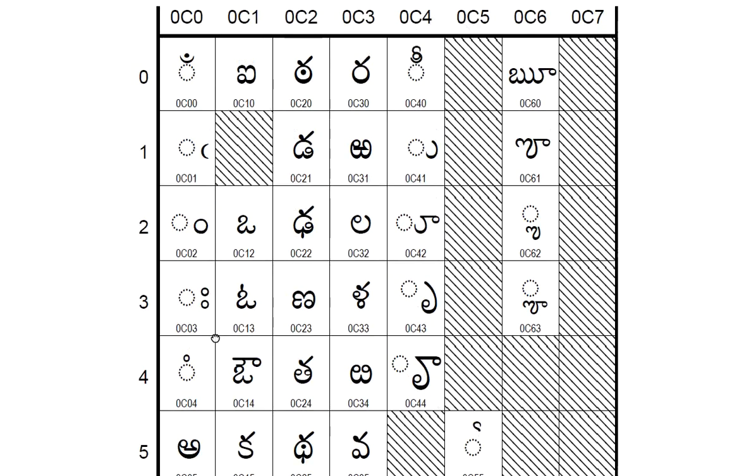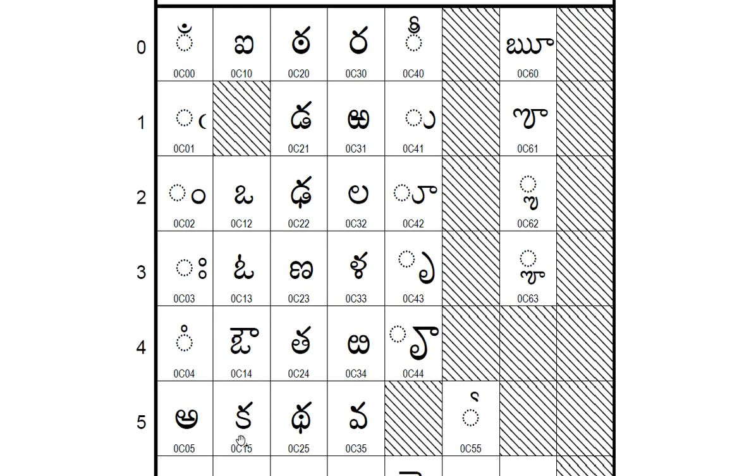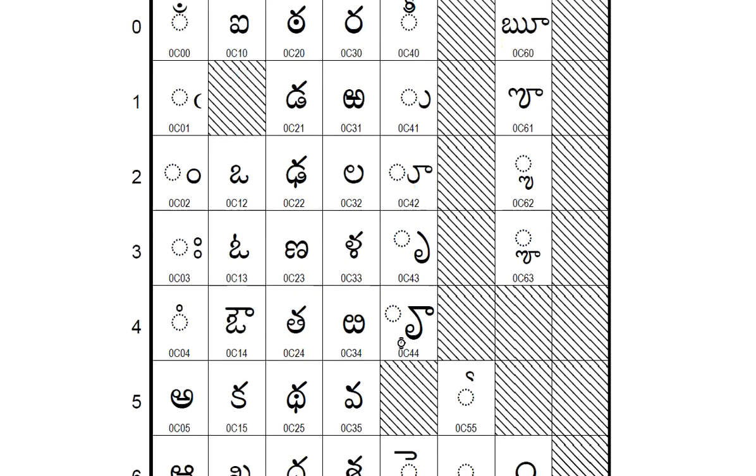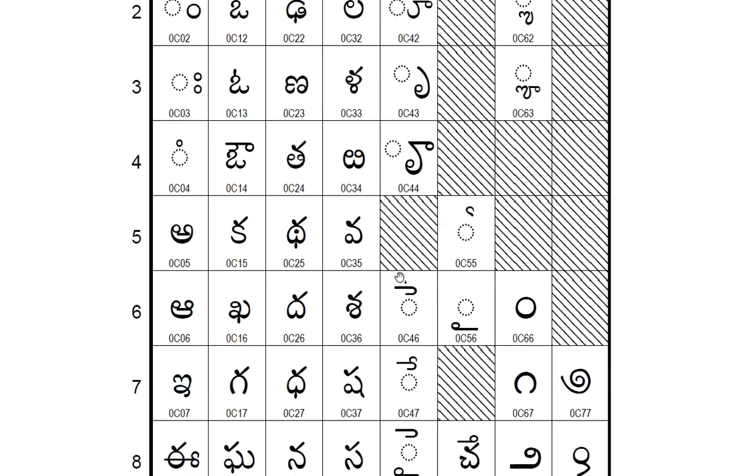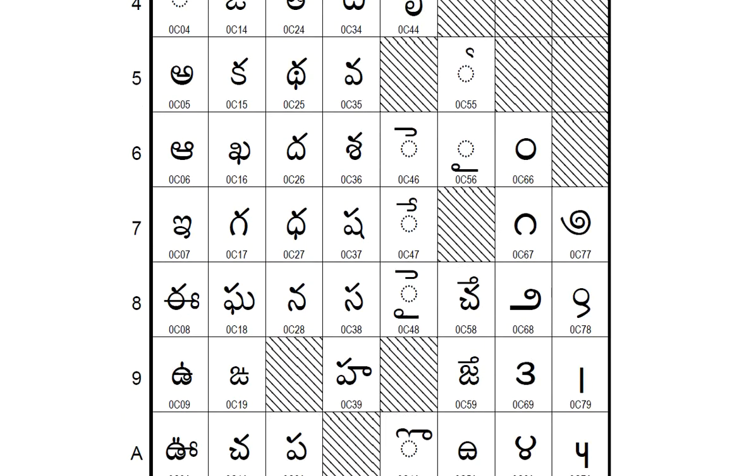So what is the Unicode symbol for A? 0C05. What is the Unicode symbol for Ka? 0C15. Like this, you can find the Unicode characters for Telugu. Not only Telugu, it is there for Tamil, Hindi, Chinese, Japanese, all international languages as well as the national languages. Now, I hope you understand the necessity of coding to represent different numbers as well as alphabets and special characters.